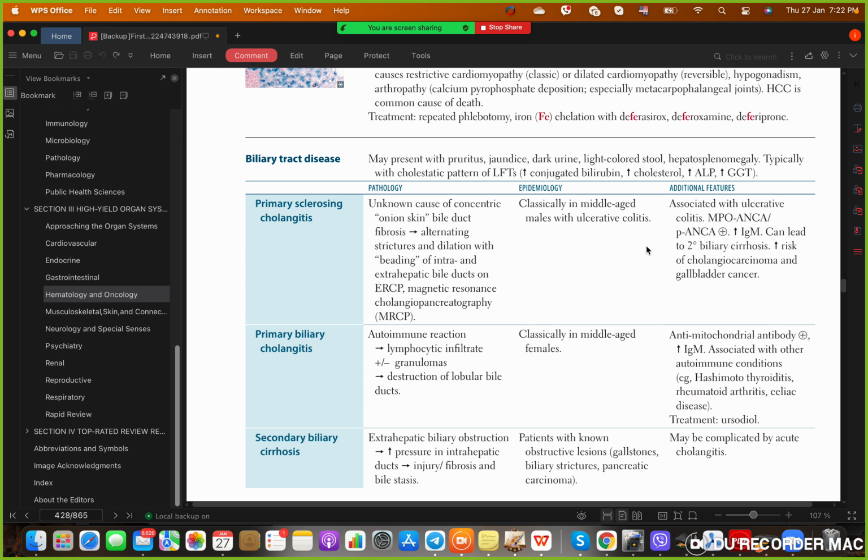So classically in the middle-aged males with ulcerative colitis. Why is ulcerative colitis a huge association? The reason that we have a huge association with it is because it's a P-ANCA disease. And you remember that ulcerative colitis was P-ANCA associated. So it's associated with ulcerative colitis because it's a P-ANCA, as you can see.